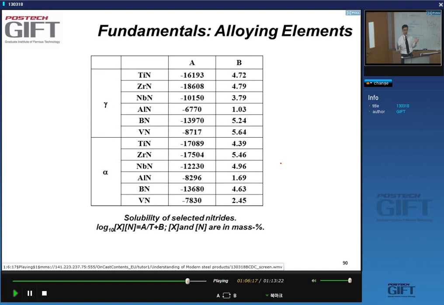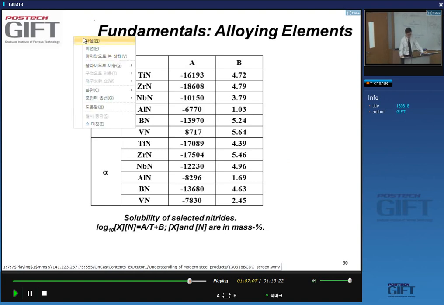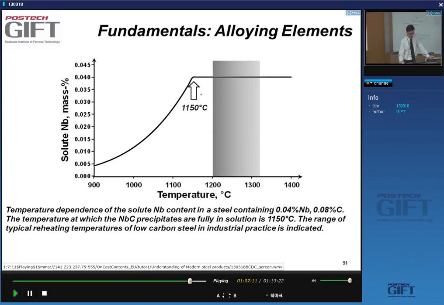Nitrides also precipitate, and you have different solubility products for the nitrides and the carbides, and the solubility of nitrides in austenite and ferrite is different again. But as a rule, the solubility of nitrides and carbides in ferrite is many, many times lower than in austenite. So when you transform austenite to ferrite, suddenly there is a big surge in precipitation, because of the much lower solubility of these carbides in the ferrite. Okay, so this is how things happen.